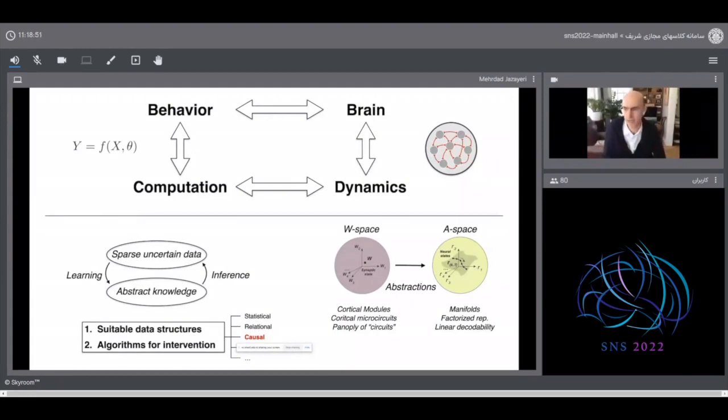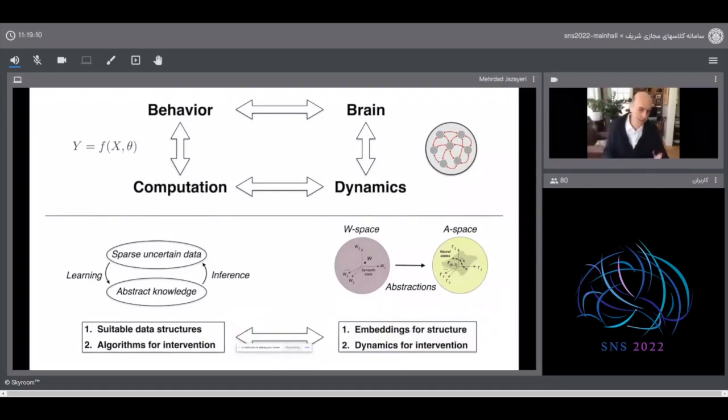And that's what I meant by computation through dynamics as a framework, thinking about computations on the brain side, dynamics and specific patterns of data structures that are embedded in neural space, to be able to connect the two. Now, so embeddings for the structure and dynamics for intervention. Those are the types of things that we expect to be finding in the neural space.